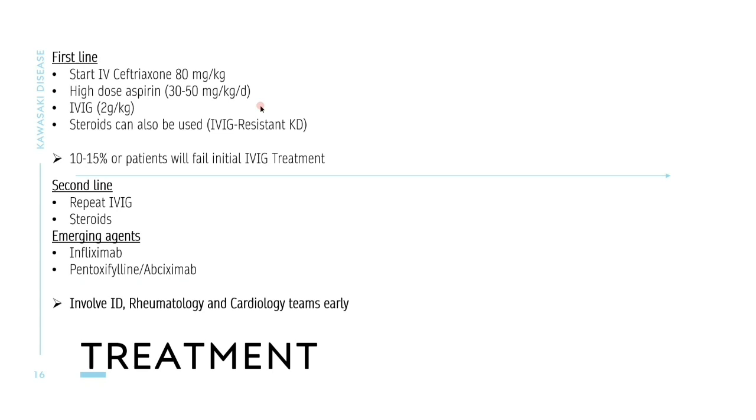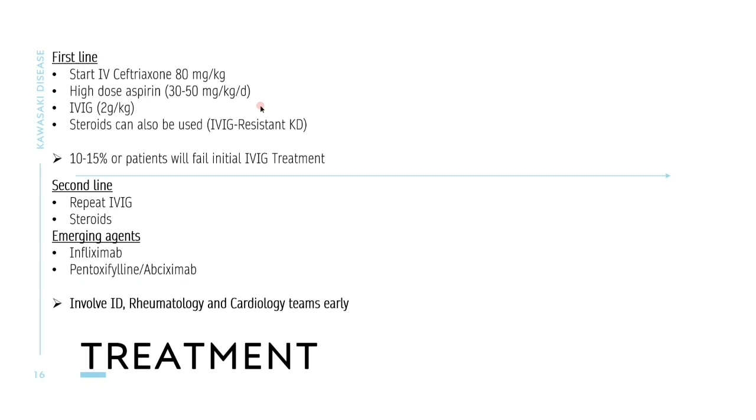So adults get 75 milligrams a day. So this is quite a high dose, and this is started in the acute phase and continued until either the symptoms settle, and then they will be put on a low dose aspirin afterwards, or until the inflammatory markers improve.